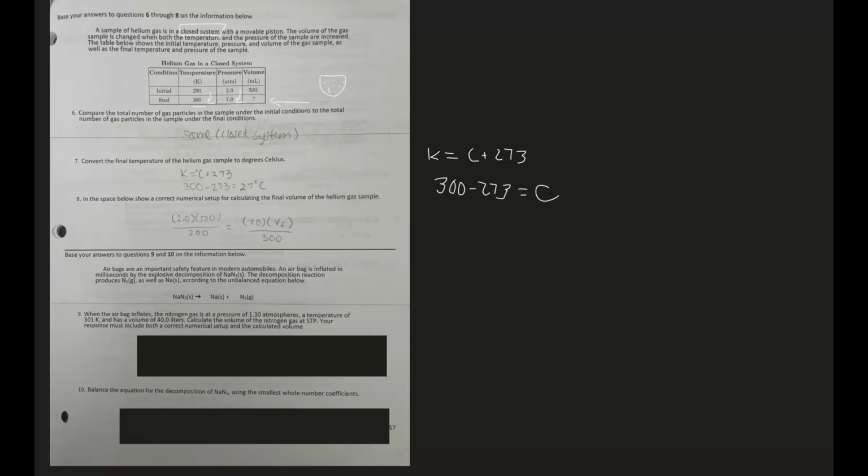So we know that it starts with a pressure of 1.3 atmospheres, has a temperature of 301 Kelvin, and 40 liters. So let's make this out like this. Boom. And then it's going to calculate the volume of nitrogen at STP. So STP conditions, you have to pretty much know this. It's on the reference table, by the way. So STP conditions, 273 Kelvin, 1 atmosphere, and then we're just solving for that final volume.